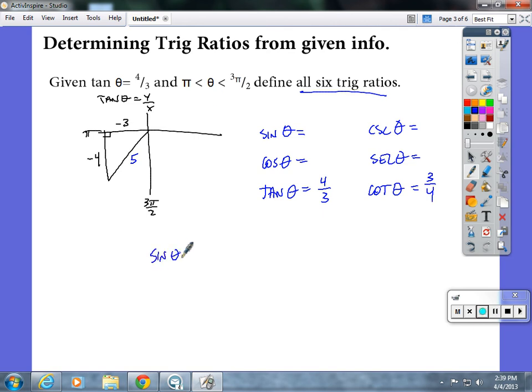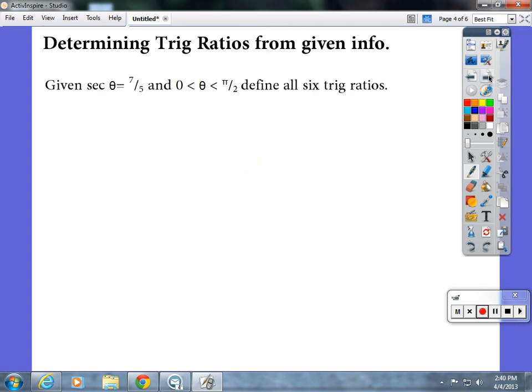Remember, sine of theta is y over r, cosine of theta is x over r, and then cosecant and secant are the reciprocals. So sine is going to be negative 4 over 5, and cosine is going to be negative 3 over 5, which means cosecant is negative 5 over 4, and secant is negative 5 over 3. That's an easy one, especially when you don't have any denominators to rationalize. But what if you do? So given that secant theta is 7 over 5, and theta is now in the first quadrant, between 0 and pi over 2.